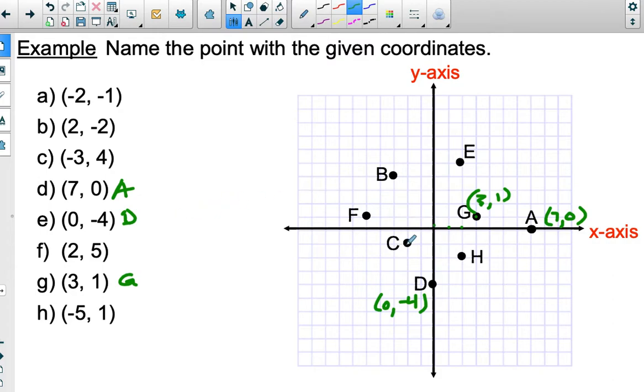So C is at -2, -1. H is at 2, -2. B here, -3 on the x-axis, 4 on the y-axis. E is at 2 on the x-axis and up to 5 on the y-axis. So we're always doing going along the x-axis first and then up or down the y-axis. And H, I'm going to go along the x-axis to -5, and I'm going to go up to 1, and we get F.